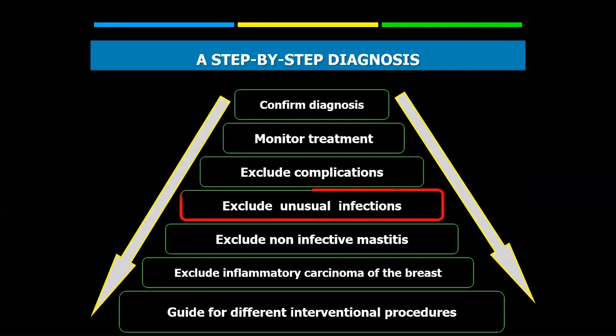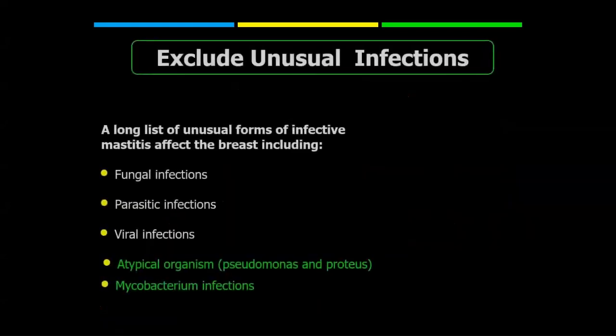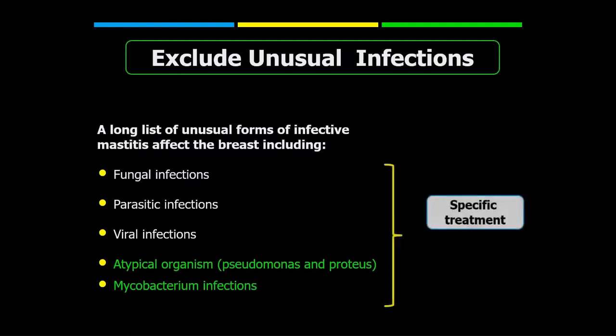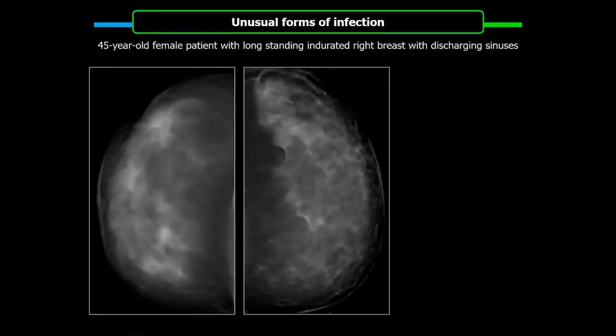We will now move another step down to exclude unusual forms of infection. And we have a long list of unusual forms of infection. And actually, during my practice, I have only encountered the atypical organisms, which include the Pseudomonas and the Proteus infection and the Mycobacterium infections. The problem with these organisms is that they need specific treatment. They will never respond to the normal antibiotics that are usually given to the patients.